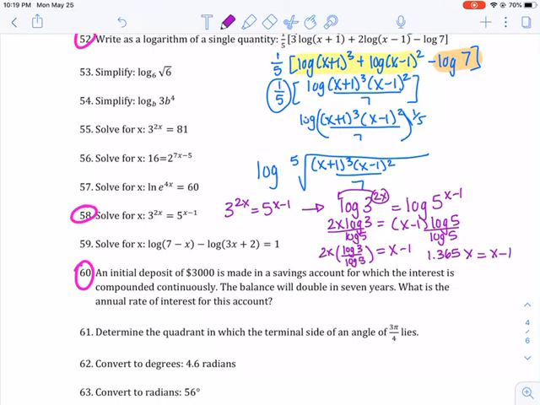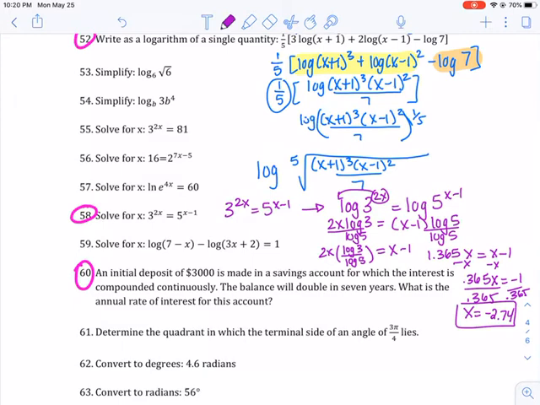So let's just subtract x, then you have 0.365x equals negative 1, and divide both sides by 0.365. So negative 1 divided by 0.365 is negative 2.74. All right, 60.